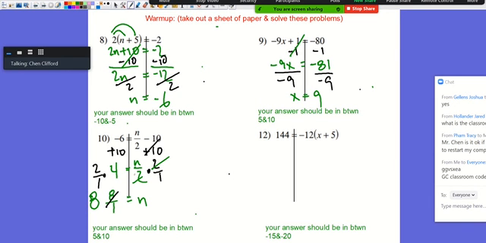All right, last one. Distribute. And I get 144 equals negative 12x minus 60.